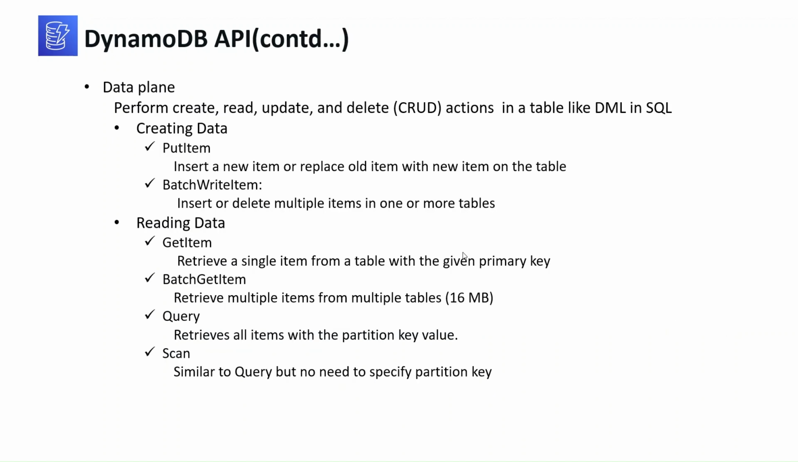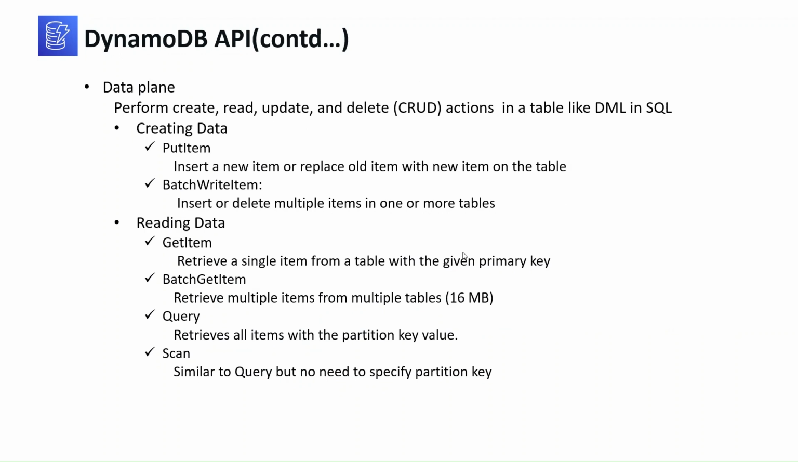Next, the data plane operations API. Data plane operations perform create, read, update, and delete, also called CRUD operations, on data in a table, like DML operations in SQL. Let's see data plane operation APIs one by one. For creating data, the put item API inserts a new item or replaces the old item with a new item on the table. And batch write item API inserts or deletes multiple items in one or more tables.